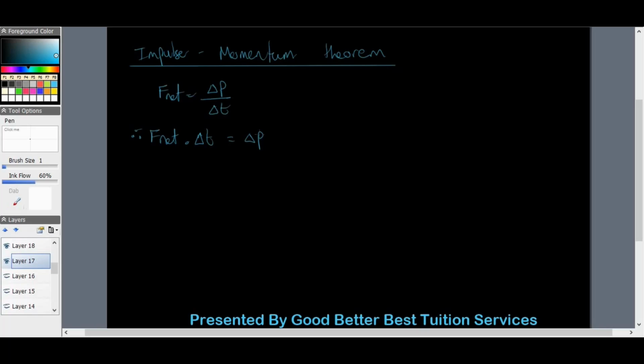My change in momentum can also be broken down further: F net times delta t can also equal mass times the change in velocity. Remember, delta v is vf minus vi, essentially. Therefore, I can conclude that my impulse is also equal to my change in momentum. So they are equal to each other.